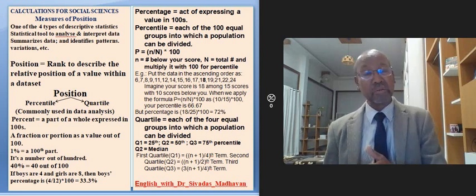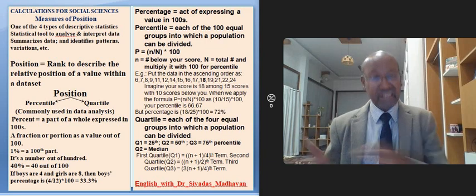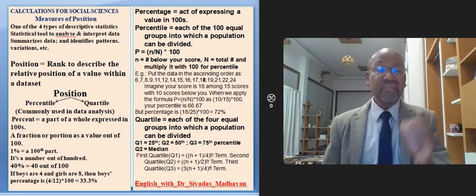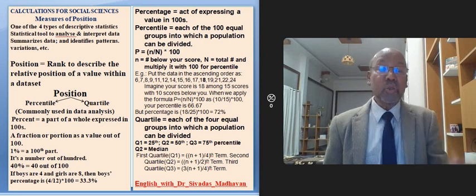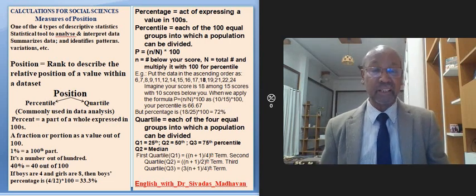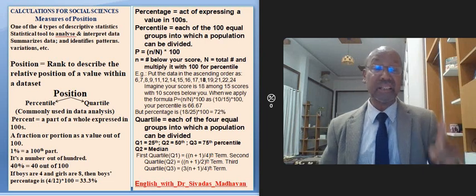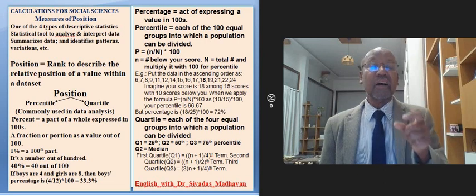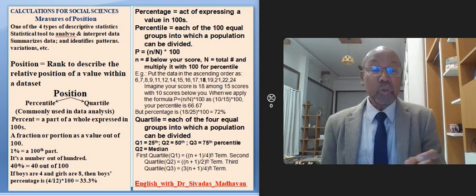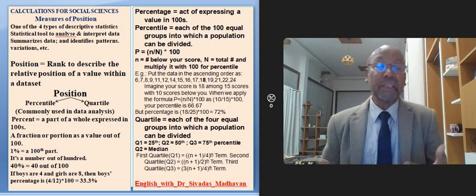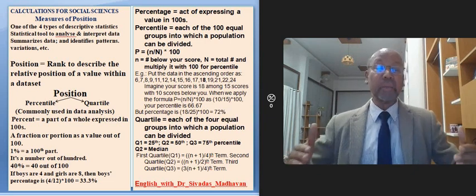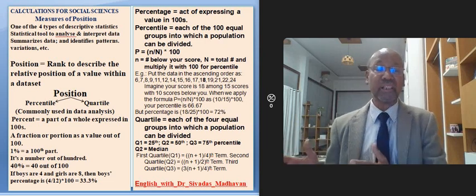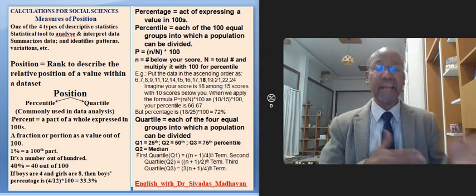And coming to quartile, it is a similar calculation. Quartile is each of 4 equal groups into which a population can be divided. In the case of percentile, it is 100 equal groups, but in the case of quartile, it is each of 4 equal groups into which a population can be divided. So there will be only 4 divisions, 4 groups: first quartile, second quartile, third quartile, and fourth quartile.